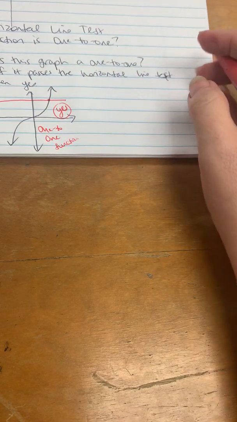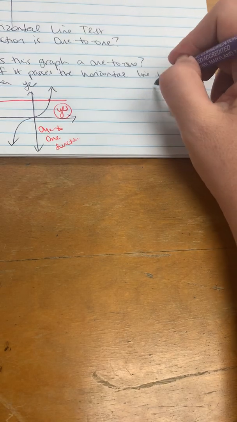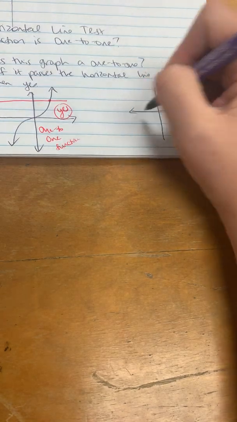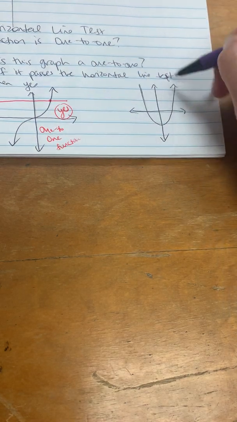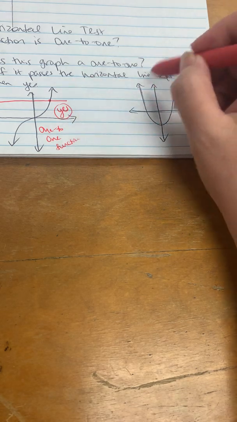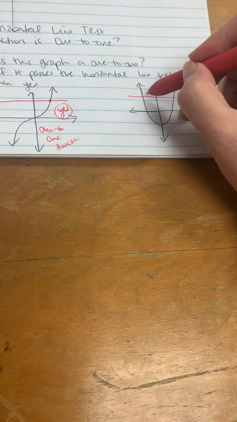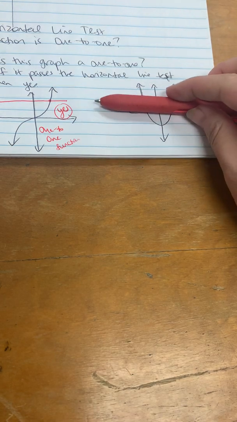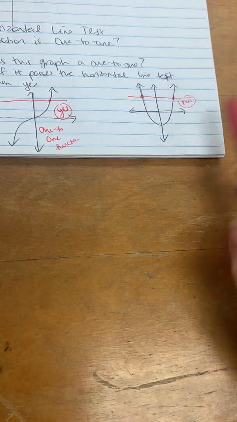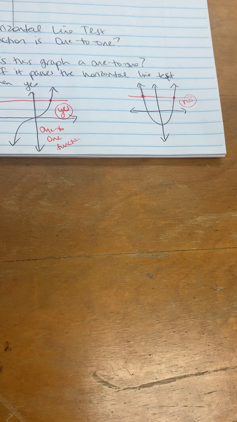Okay, let's do one that isn't a one-to-one. Let's just draw that. All right, and I'm going to hold my pen like this and move it up and down. Is there ever a time when it touches more than one place? And the answer is yes. It touches twice right here, and it would touch twice right here, right here, all the way up. So this is a no. This is not a one-to-one function.